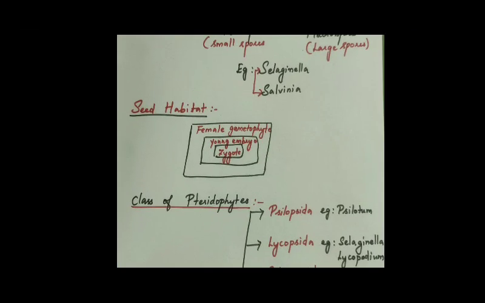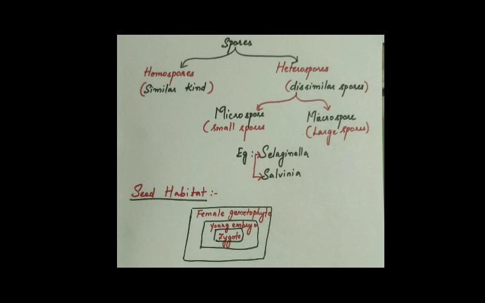Here, in pteridophytes, we will see about spores. Spores are classified into two types: one is homospores and the next one is heterospores. Homo means same kind, similar kind of spores, and they are called homospores. If the spores are dissimilar, different types of spores, they are called heterospores.